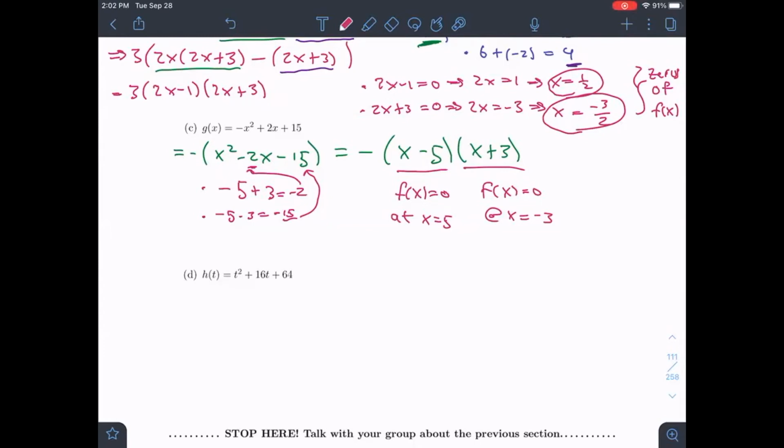I know some people have it. I walked around and people had it, so. Just t plus 8 times t plus 8. Yeah, exactly. This is just going to be equal to t plus 8 squared.